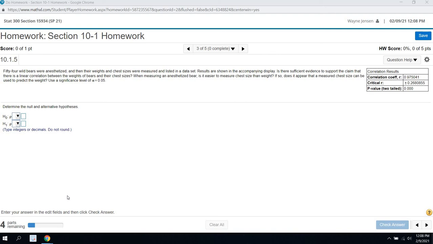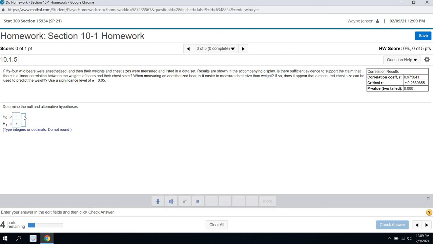So as we're here in 10.1, the claim is that there is sufficient evidence to support the claim that there is a linear correlation between the bears and their chest size. Regardless of what the claim is, the null hypothesis is always equal to, and the alternative hypothesis is always not equal to. For the null hypothesis, we want to put zeros in here. Now let me explain why.